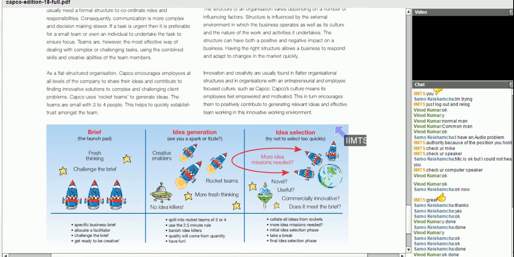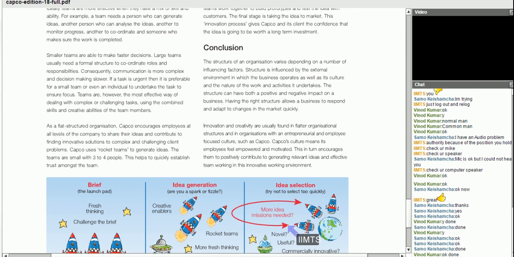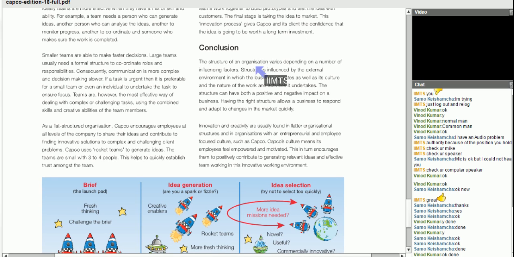So now we come to the conclusion part of this. We can say that the structure of an organization varies depending on a number of influencing factors. Structure is influenced by the external environment in which the business operates, as well as its structure, culture, and the nature of the work and activities it undertakes. So it can have both positive and negative impact.